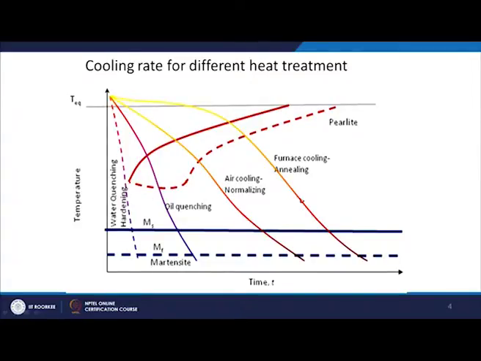Or I can do water quenching also. In that case I will be skipping this nose, so there is no diffusional transformation, and the cooling is fast enough to directly go to the martensitic temperature, where martensite start is there. So, in this case I will get the martensite directly. Now we will come to them individually, one by one, and try to discuss each heat treatment.